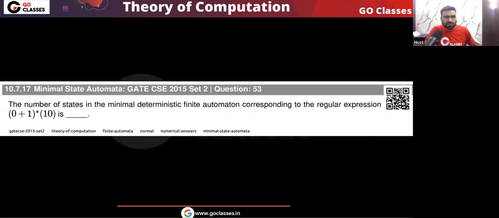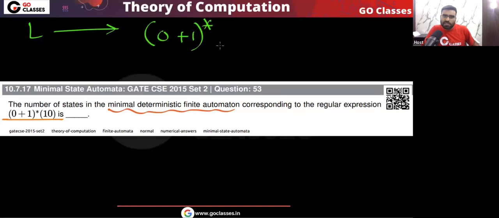Let's solve this GATE 2015 question. The number of states in the minimal DFA corresponding to the regular expression (0 plus 1) whole star followed by 1 0. So basically, what is the language? The language is ending with 10. Yes or no? For this language L, the regular expression is given: 0 or 1 whole star means sigma star, followed by 1 0 means ending with 1 0.